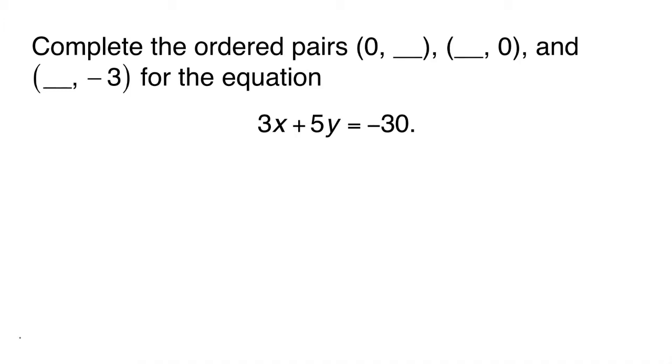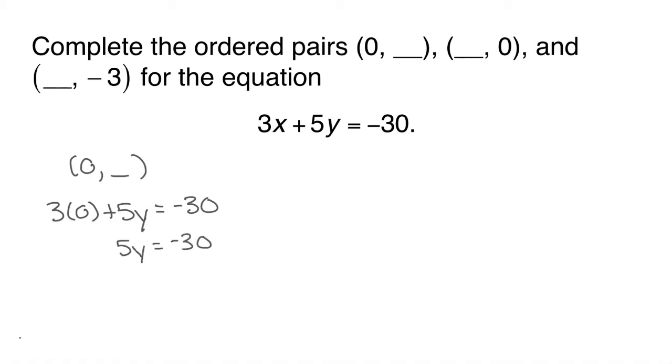We'll start with the ordered pair (0, blank). Here, our x coordinate is 0, so in our equation, we'll let x equal 0. We have 3 times 0 plus 5y is equal to -30. Simplifying, we have 5y is equal to -30, and solving for y, we divide both sides of the equation by 5 to get y equals -6. So this ordered pair is (0, -6).